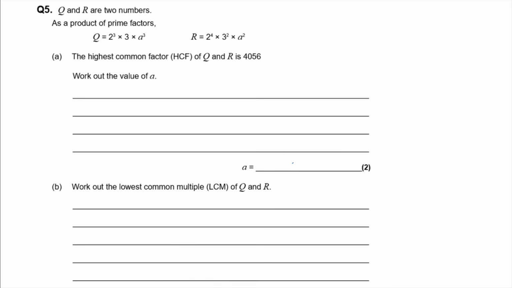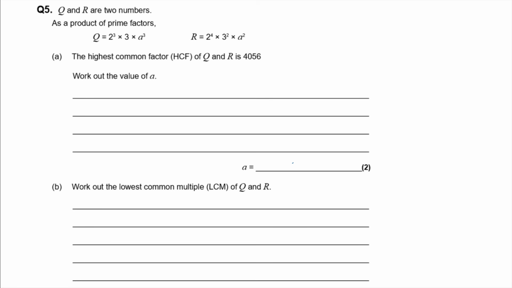Question 5. Q and R are two numbers. As a product of prime factors, Q is 2 cubed times 3 times a cubed, and R is 2 to the 4 times 3 squared times a squared. Now I'm told the HCF of Q and R is 4056. Work out the value of a.